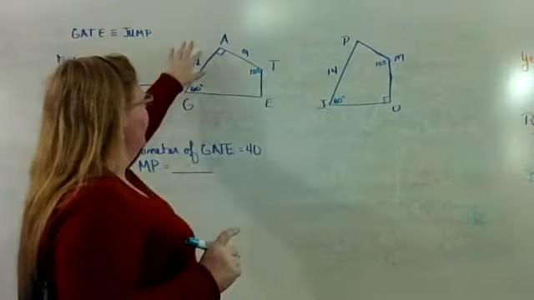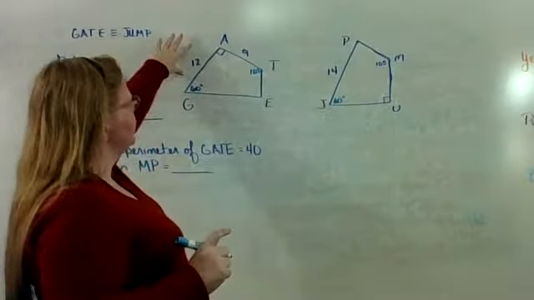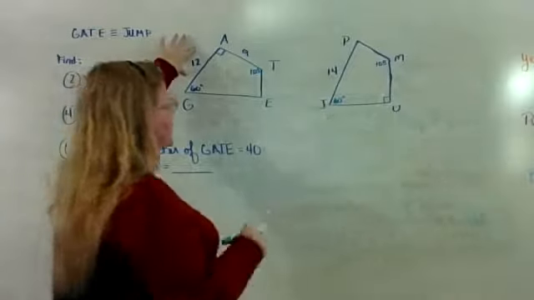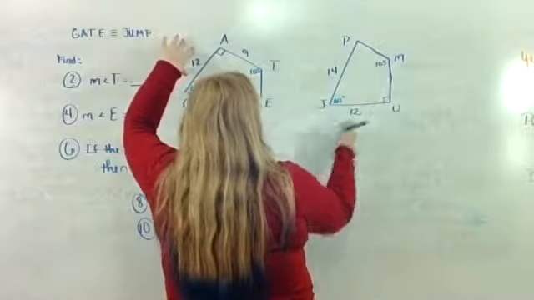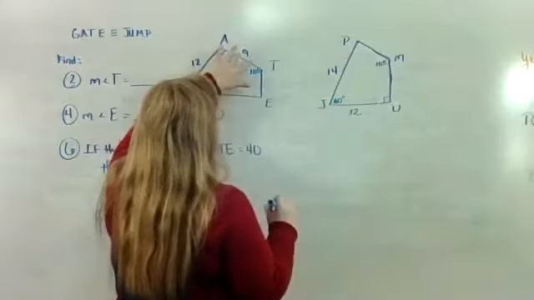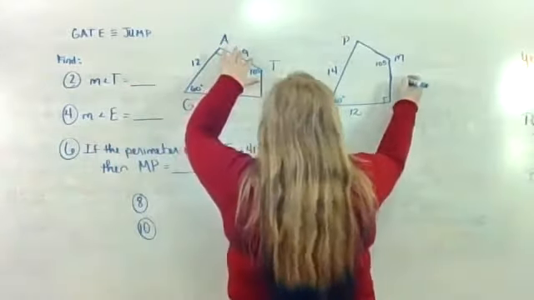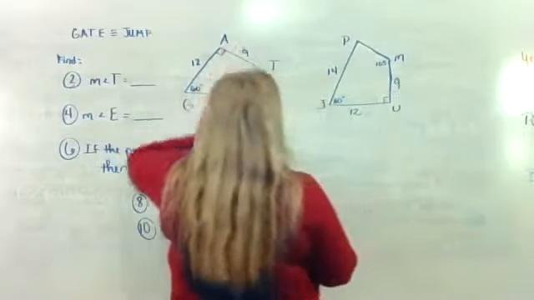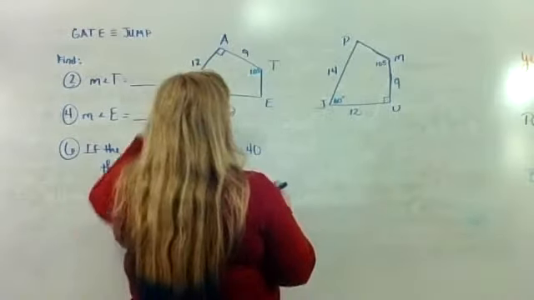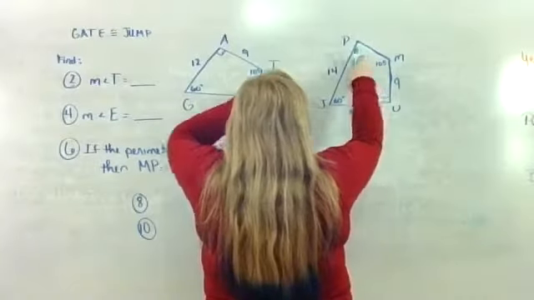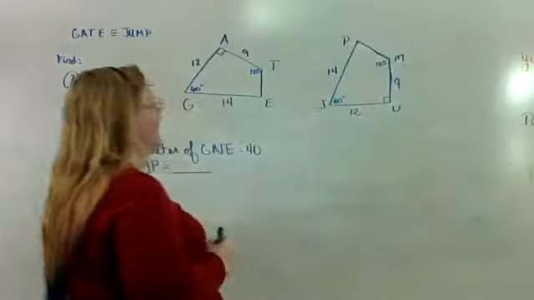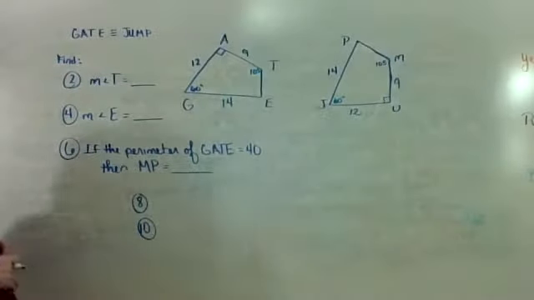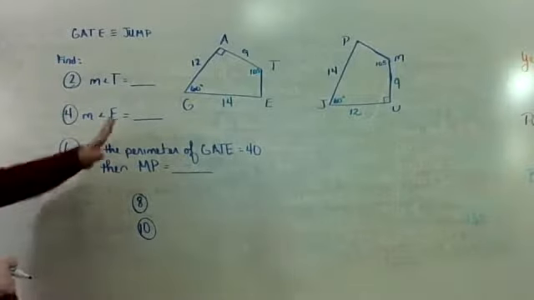So GA is the first side of GATE, and JU is the first side, so this must be 12. And then AT is the second side, and UM is the second side, so that must be 9. And then we don't know our third side, but our fourth side must be 14. So I filled in all the information that I do know so far. Go ahead and tackle this then.